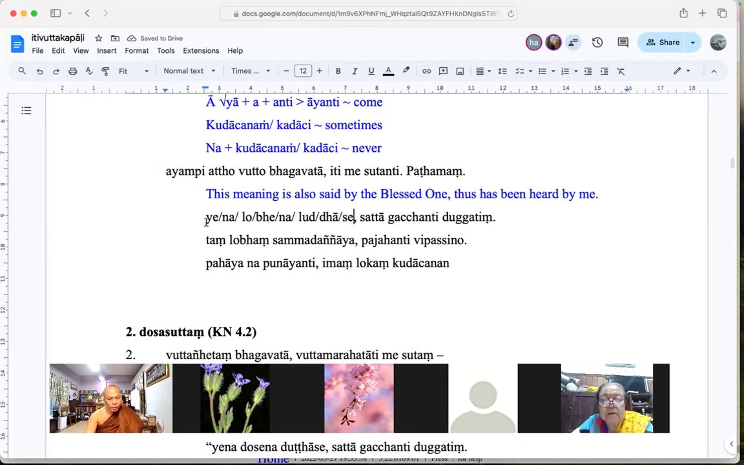Now, how many syllables? 1, 2, 3, 4, 5, 6, 7, and then 8. So in the first line we have 8 syllables. The same way in the next line also: sad, da, gach, chan, di, dog, ga, and the day. Here also 1, 2, 3, 4, 5, 6, 7, and 8. You see, all of these lines are composed with 8 syllables.